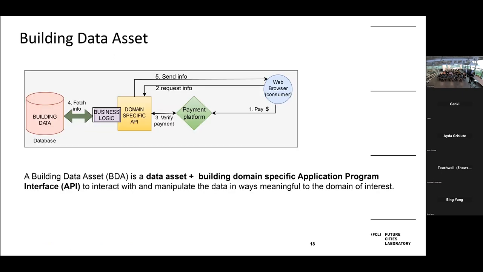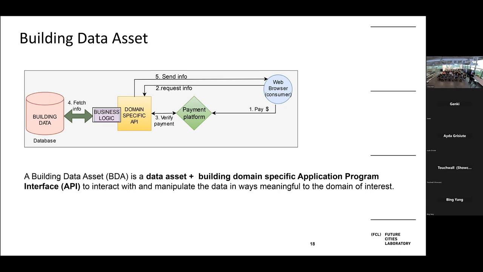So building data asset is a data asset that we've already seen, and then it also provides a building domain-specific API so that it can interact and manipulate the data. So if you look at the image, you have some consumer of the data on the right side, and the data is available on a database on the left side. So since this is an asset, now there needs to be an incentive for this data to be made available. So we use a payment platform for that. So the first step would be then for the consumer of this information to pay this payment platform. And once the payment has been made, they can request the domain-specific API for the data from the database.